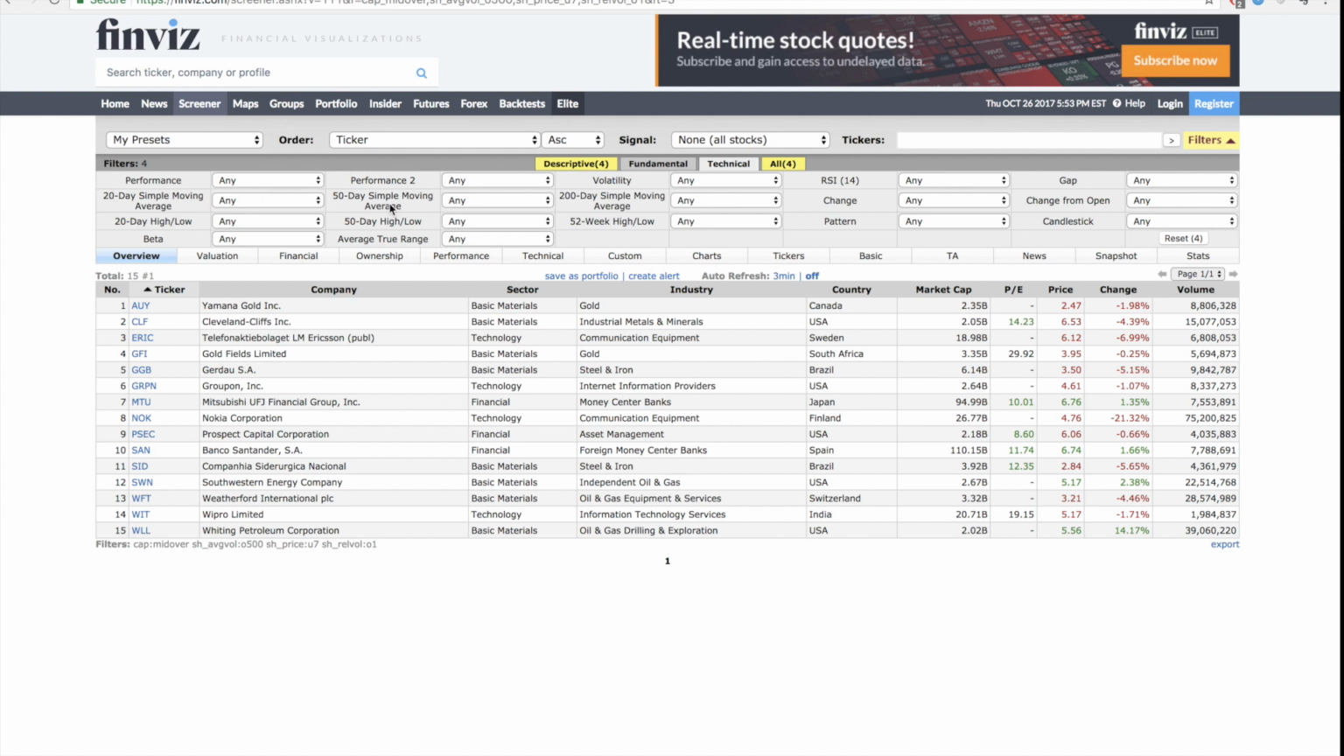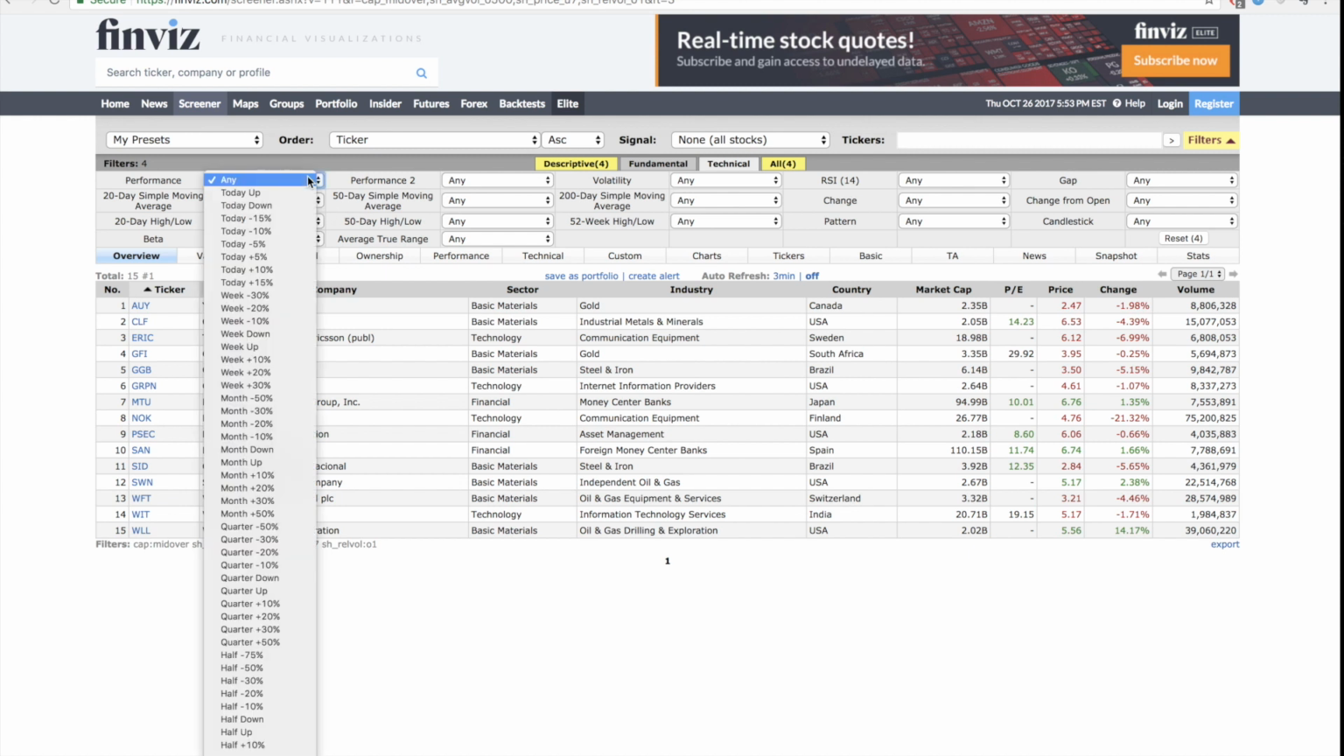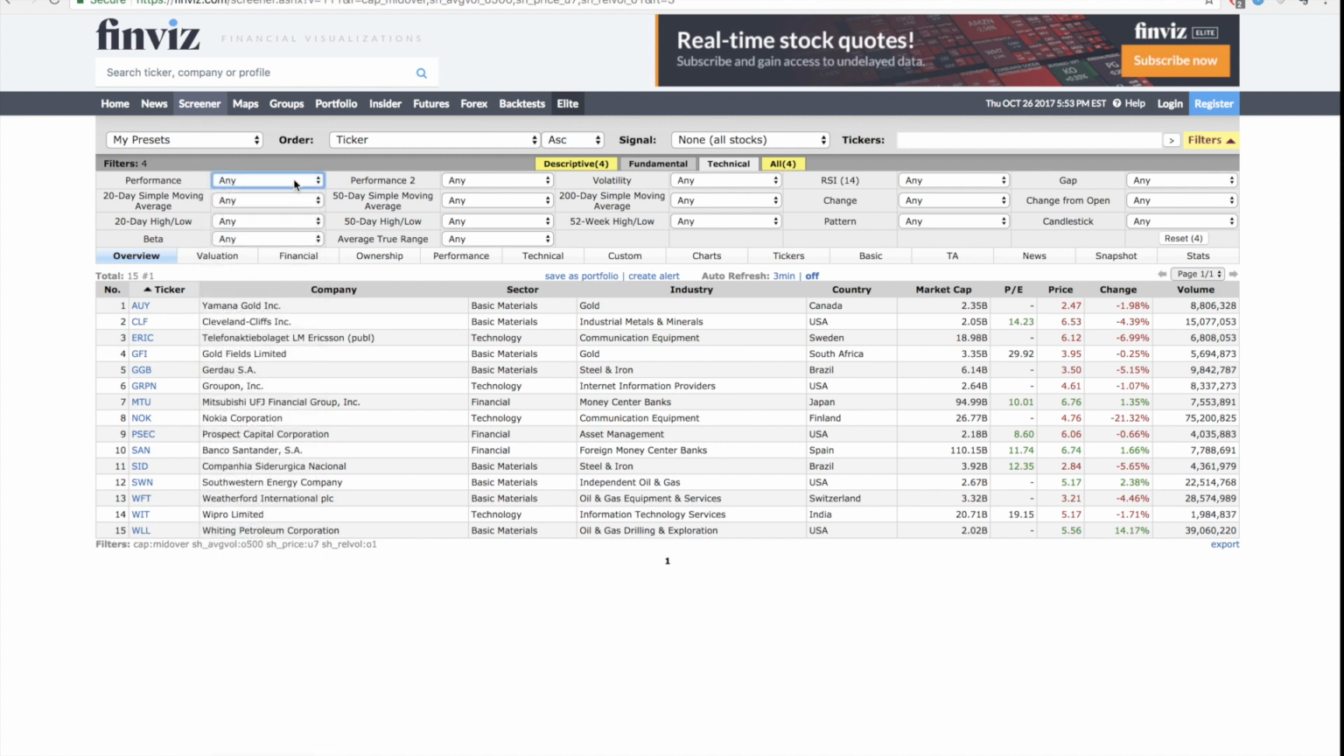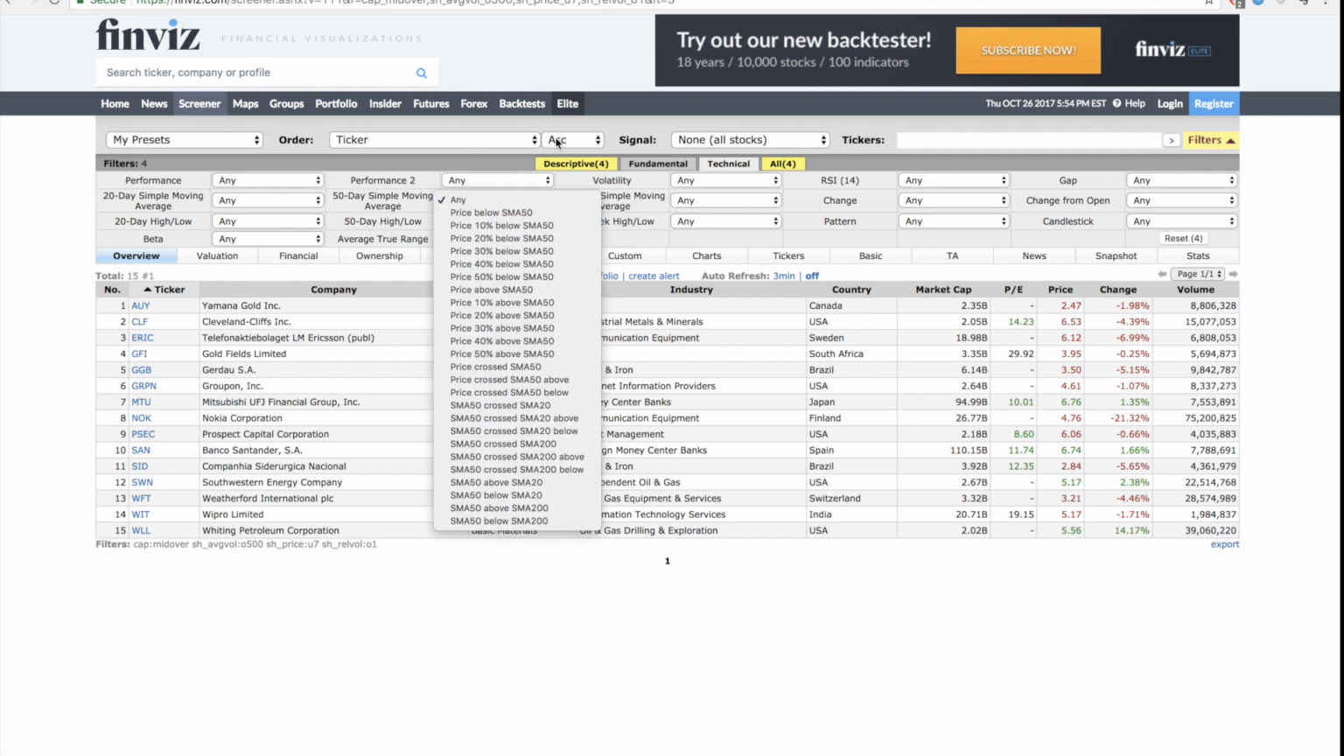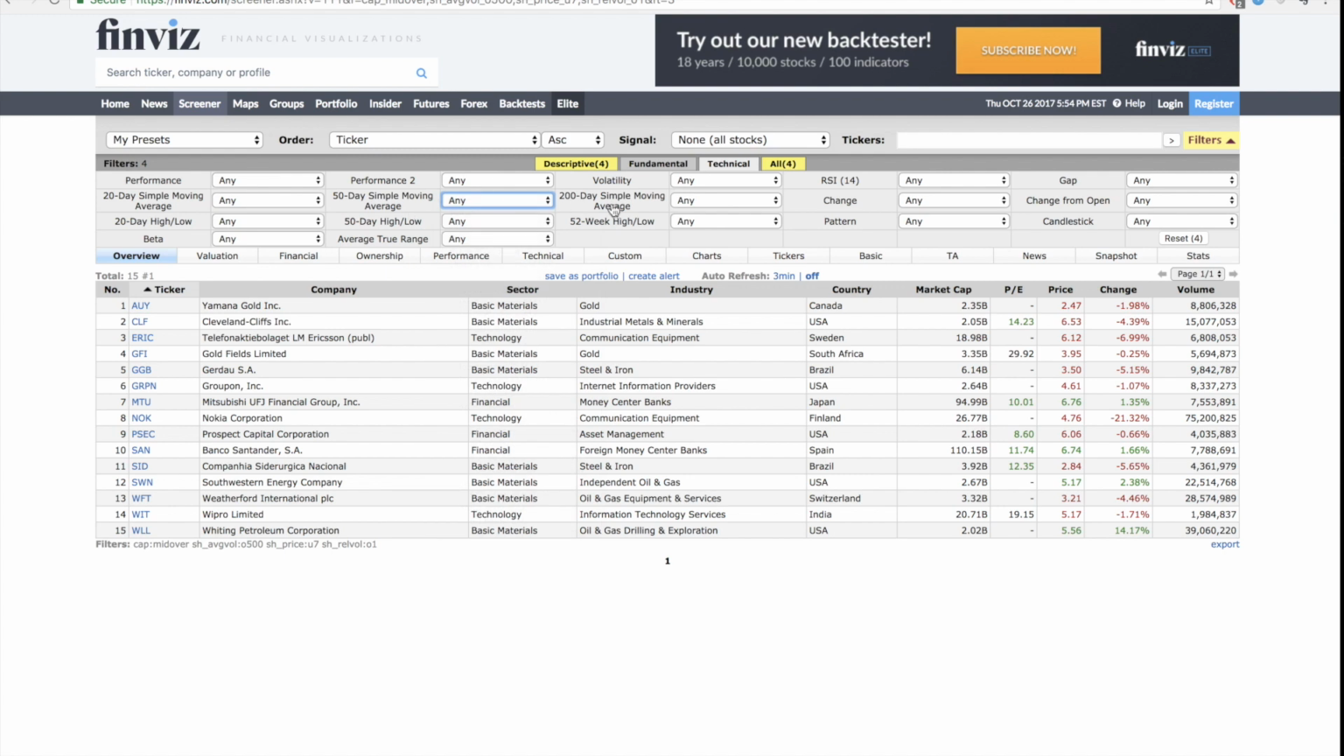Here now we're in technical. The first one, performance, doesn't really matter. You don't really have to change anything here either. And like I said, depending on the type of swing you're looking for, you can change how the stock relates to the simple moving average by clicking here, price above or below the SMA. But for this, we already narrowed it down to 15 stocks, so we don't need to really change anything else. Our descriptive was mainly enough.